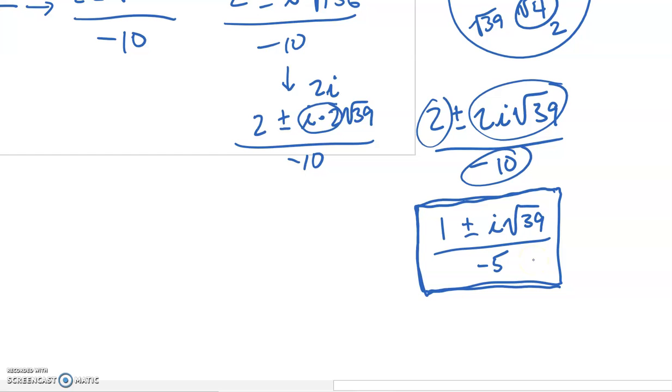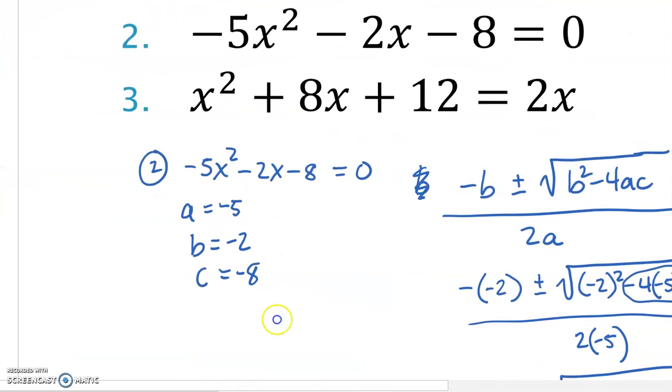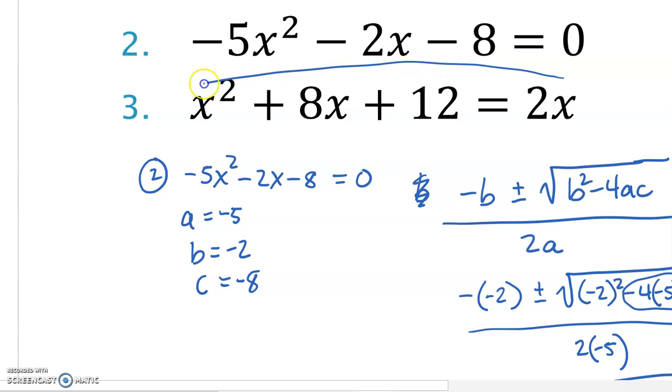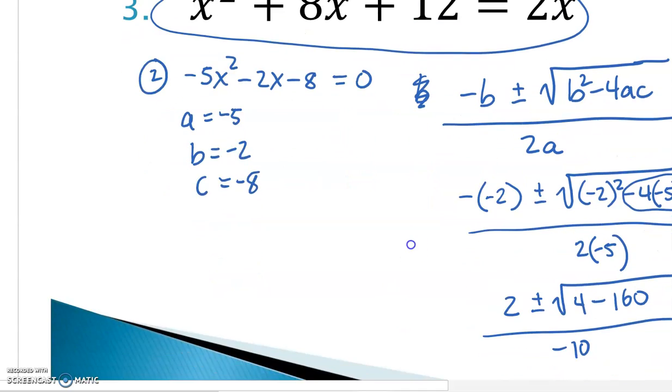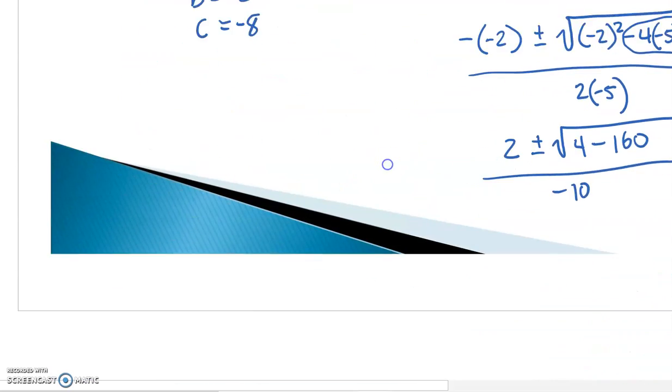All right. Last one. Copy it down, please. Pause the video if you need to. And I'm going to find some blank space where we can do this. So x squared plus 8x plus 12 equals 2x.